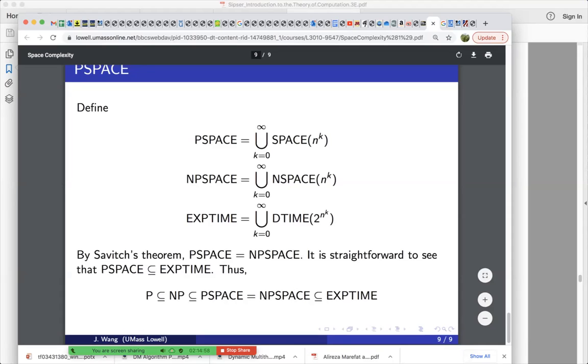So finally, we have this picture, pretty well understood, except this part. The middle part is Savitch's theorem. The other part is kind of trivial or straightforward. This is directly from Savitch's theorem, and the other part is directly from the definition.